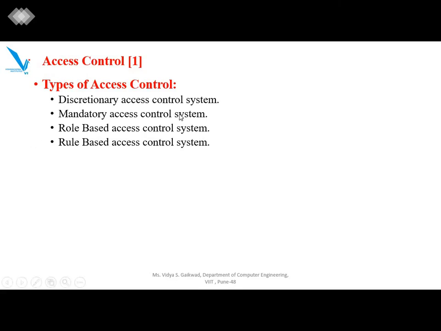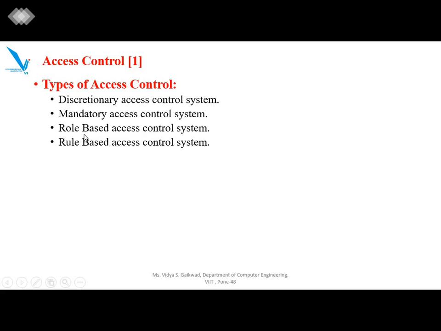The second type is the mandatory access control system. In this, the creator of the information has no right to decide who can access or modify it. The access to any information is decided by the administrator and authorities. I have created one file, but I have no rights to give or take permission. So all rights are given by the administrators and authorities. These systems are used in military applications and financial applications.